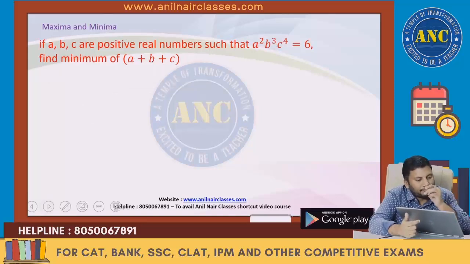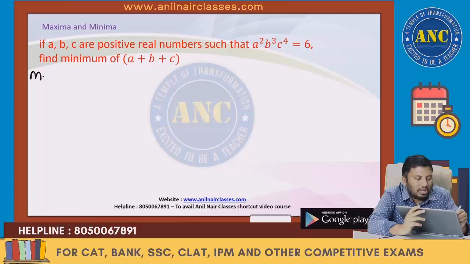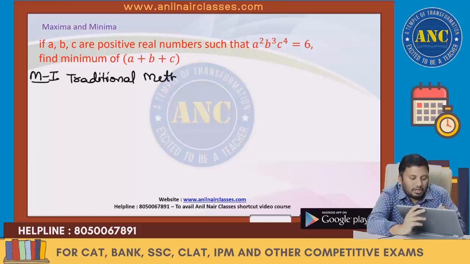Next one. If A, B, C are positive real numbers such that A square B cube C power 4 is 6, find the minimum value. How students will solve this question is method 1, the traditional method. Then I will tell you the optimal method. Listen carefully, sir. Method 1. First listen to the traditional method.